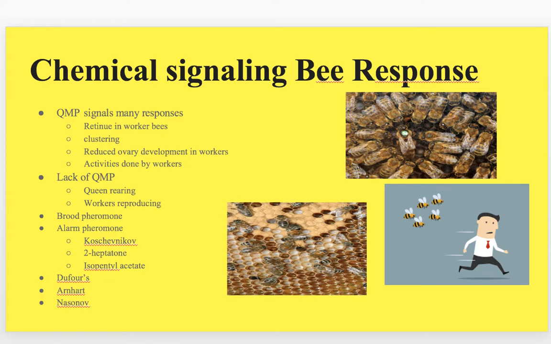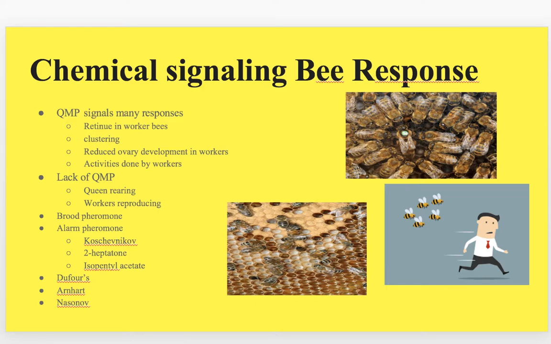2-heptanone is an alarm pheromone released from the worker bee's mandibular gland. The DeForest gland is a gland that the queen uses, and when the queen lays eggs, a pheromone is put onto those eggs, and the workers can tell which eggs were laid by the queen. And if the egg was not laid by the queen, the bees will remove that egg.